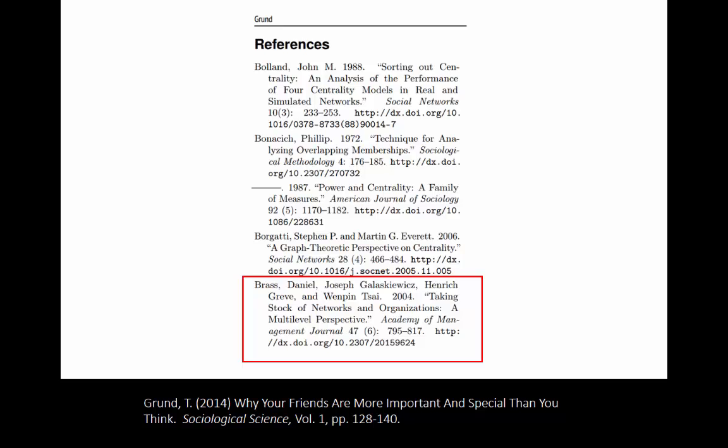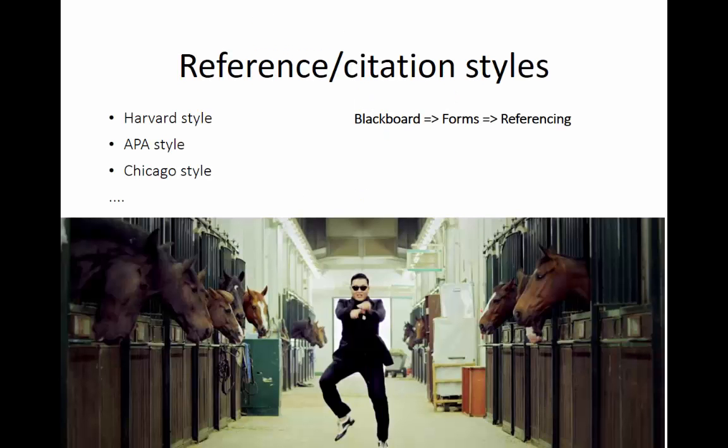When we cite and when we write these bibliographies at the end of the day, there are different styles, how you can do that. We call them reference or citation styles. The big ones, the most relevant ones for us in the social sciences, are the Harvard style, the APA style, the American Psychological Association style, or the Chicago style. There's a detailed document about how this works on Blackboard. When you go on Blackboard, under forms, referencing, there's a document there which explains the Harvard style to you. And that's the one that we suggest here at UCD.